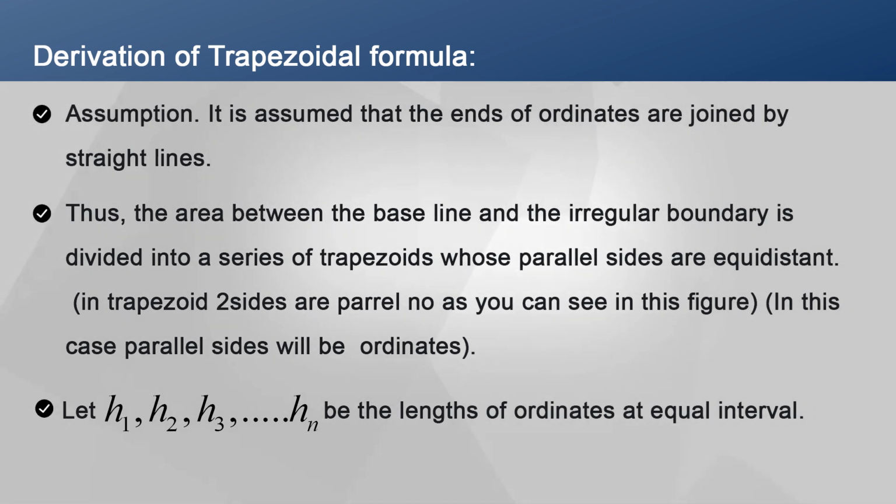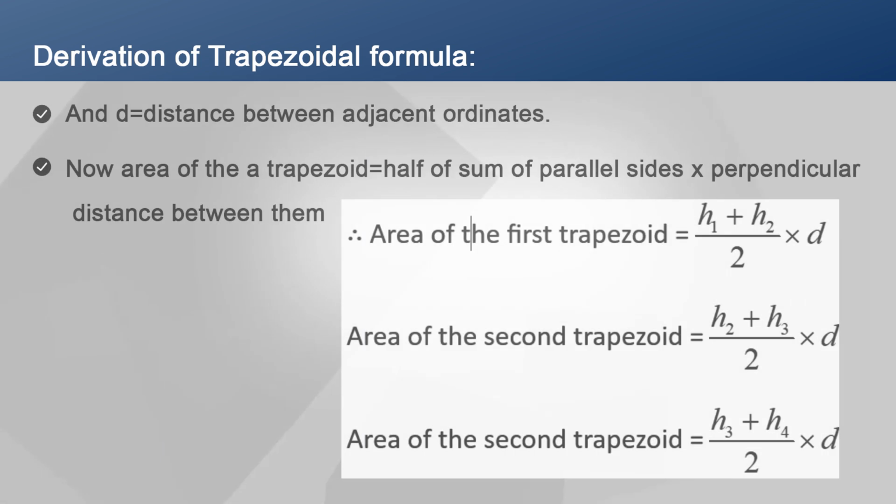Let us assume h1, h2, h3 up to hn be the lengths of the offsets at equal interval, and small d is the distance between adjacent ordinates or offsets, meaning the spacing of offsets is small d. Now, what is the area of a trapezoid? It is half of the sum of the parallel sides into the perpendicular distance between them. So, how will we calculate the area of the first trapezoid? It will be equal to h1 plus h2 by 2 whole multiplied by d.